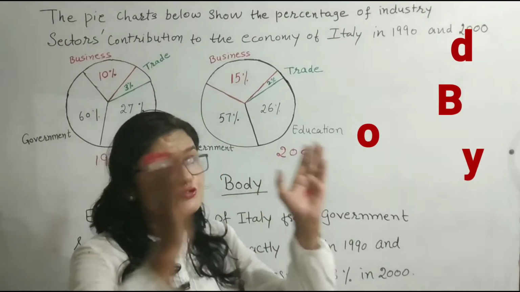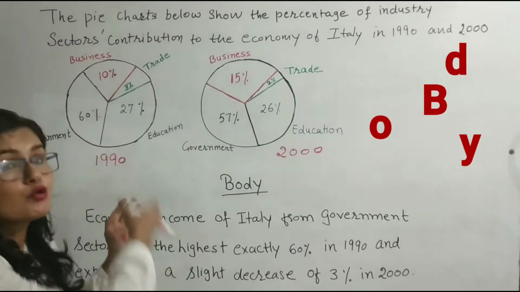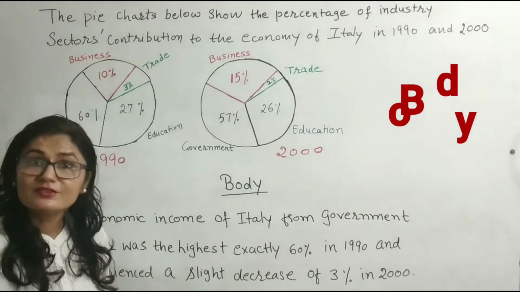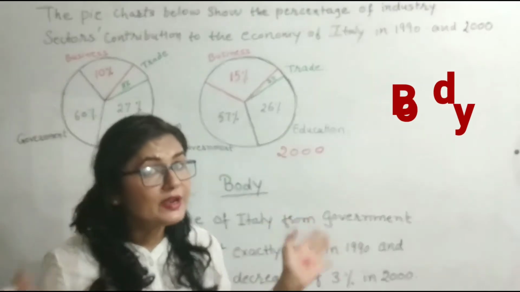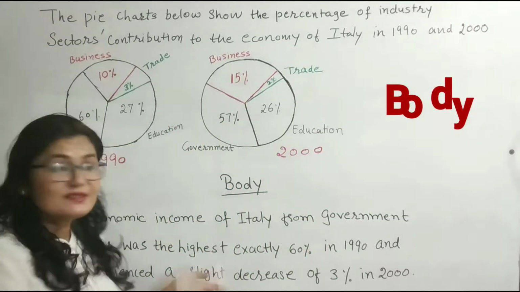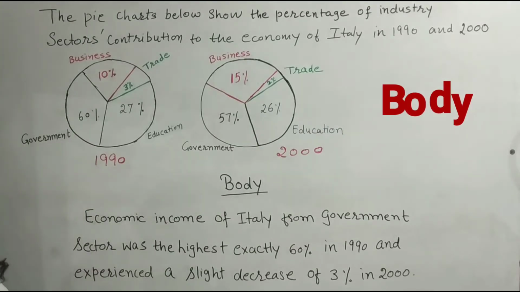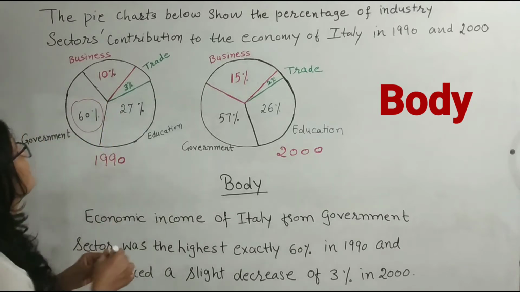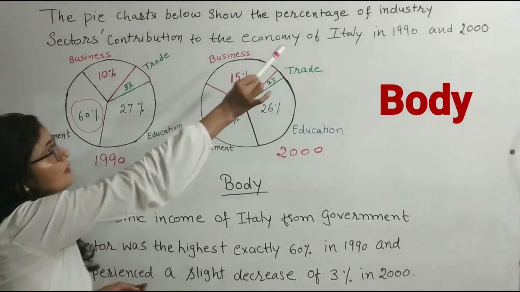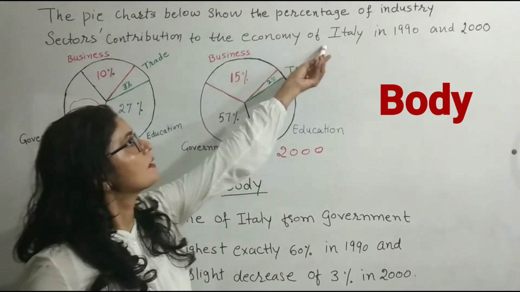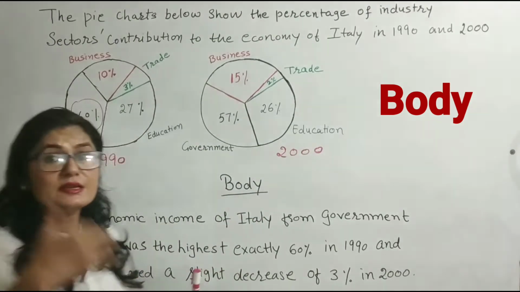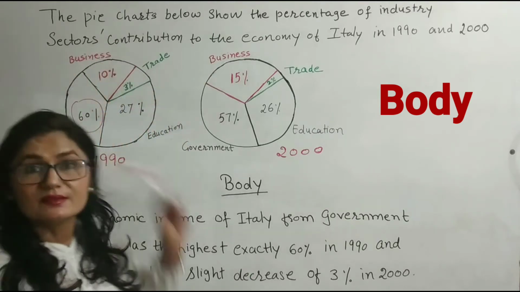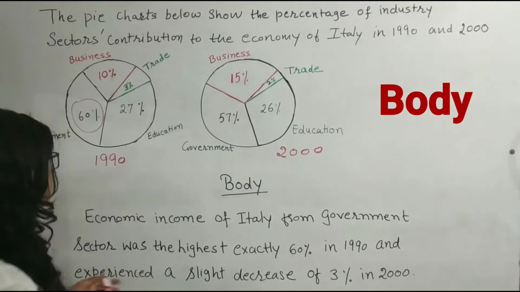Now, see, many students get confused. Ma'am, how do we start the body of any graph? You can start with the highest or the lowest. This is the very easy technique that I am going to give you. For example, over here, I have started from the maximum. They are talking about the economic income of Italy, that Italy got from different sectors like government, education, trade and business. So I can start from here also.